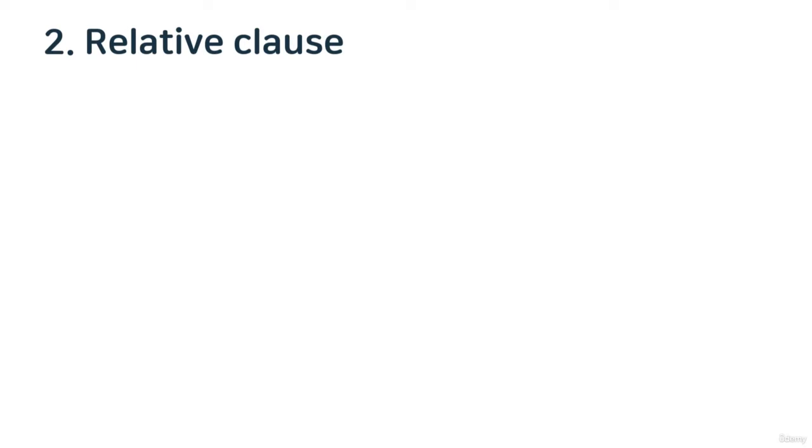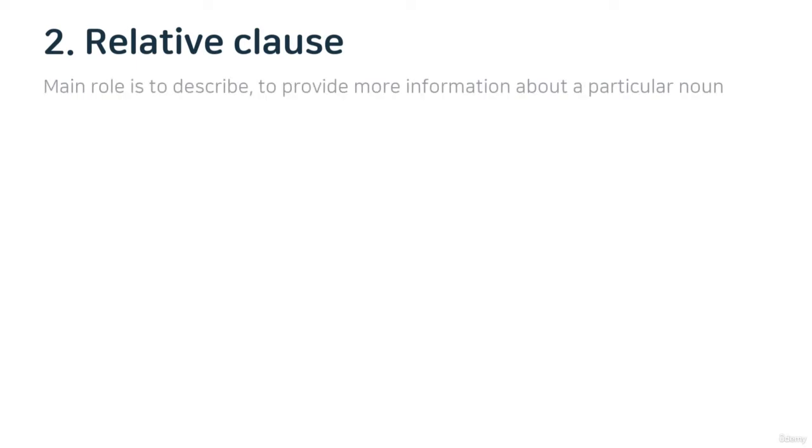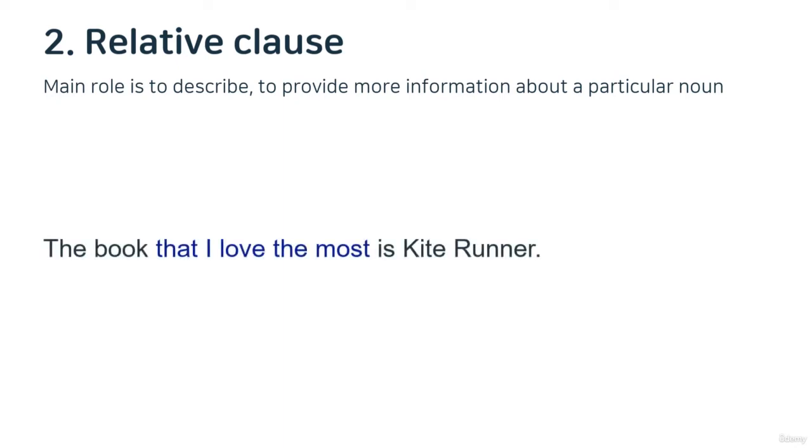Now, if adverbial clauses help to modify the verb in the independent clause, relative clauses' main role is to describe or to provide more information about a particular noun. Therefore, relative clauses function like adjectives. Let's take a look at a complex sentence that uses a relative clause. The book that I love the most is Kite Runner.